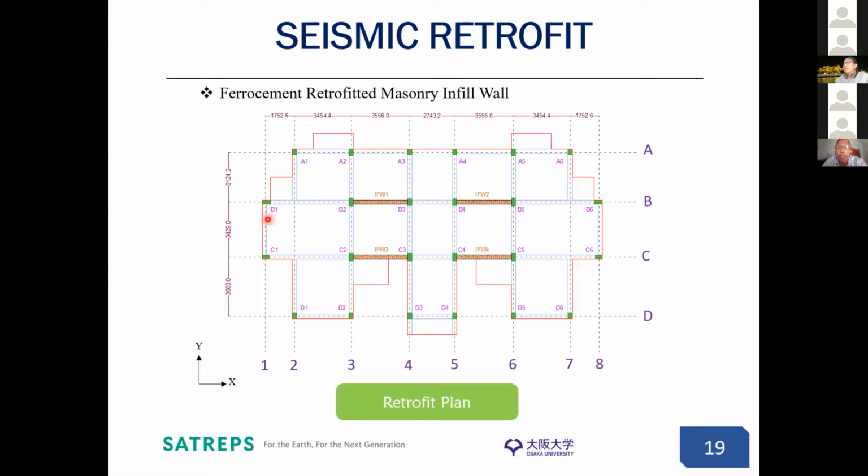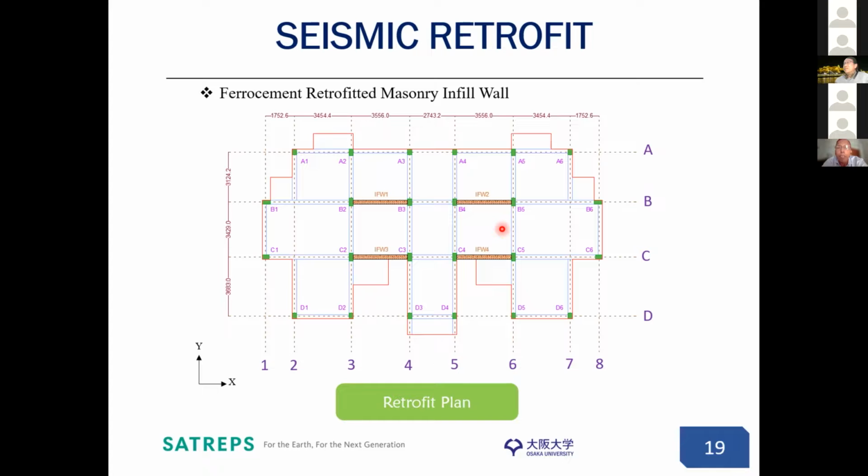So as I explained earlier, we wanted to focus on one of the retrofitting techniques introduced in this guideline. We selected ferrocement retrofitted masonry infill wall as a retrofitting technique, and we selected 4 locations where we actually installed this ferrocement retrofitted infill walls. Previously, there was no such wall in here. We completely installed this and made this frame a retrofitted frame. So why did we select 4? To keep the balance and symmetry in the structure, we selected 4.